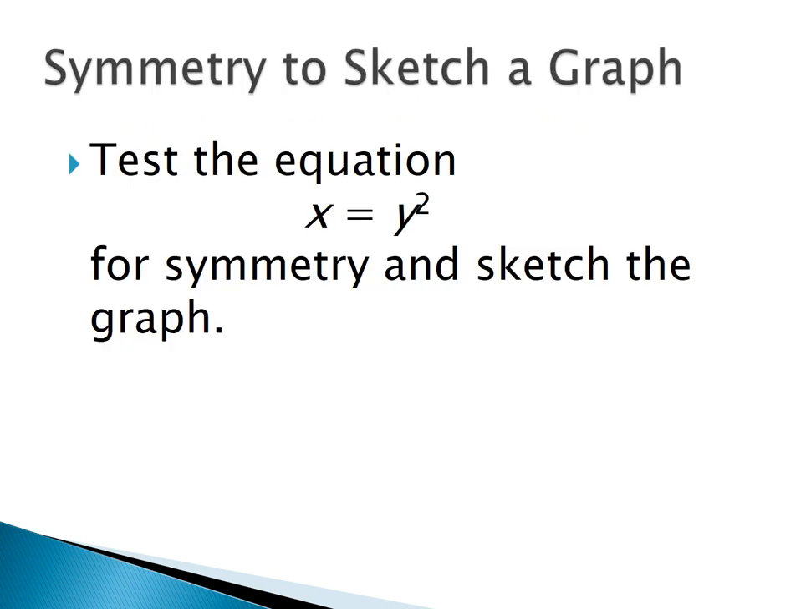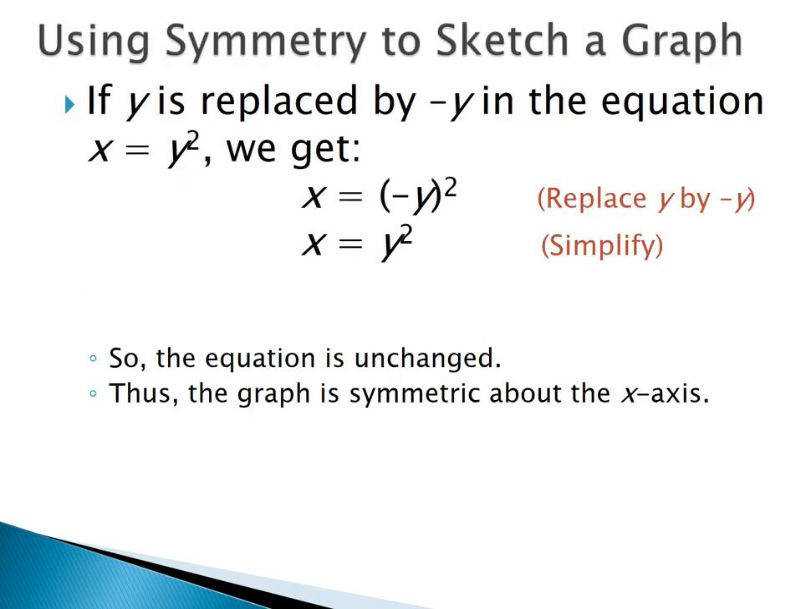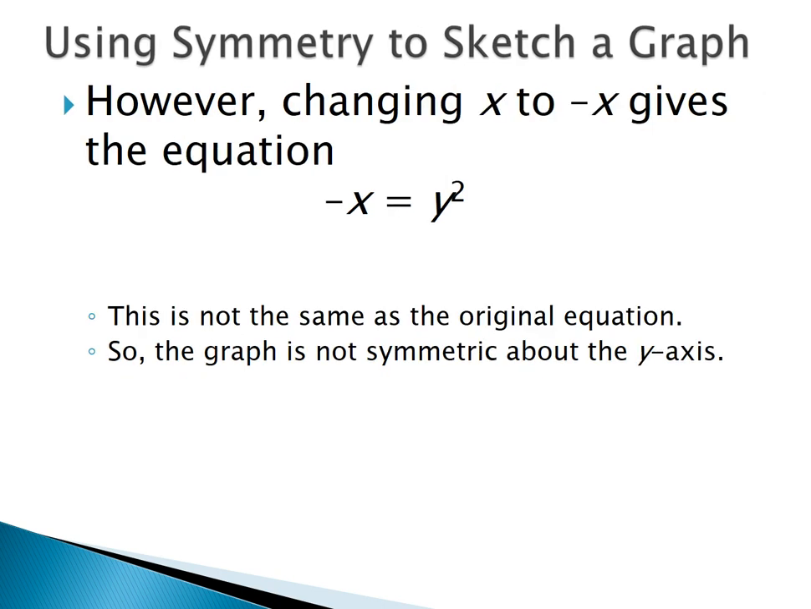Here's another example. We want to test this equation for symmetry and then sketch the graph. So first, we want to test to see whether it's got x-axis symmetry. For x-axis symmetry, we replace y with negative y. And when we replace the y with a negative y, you can see up there, nothing changed. The equation's unchanged. Therefore, it does have x-axis symmetry.